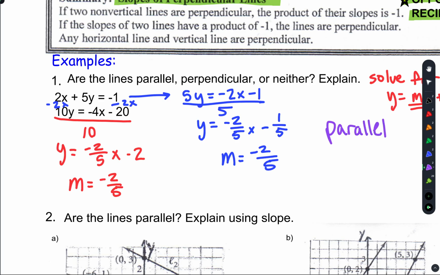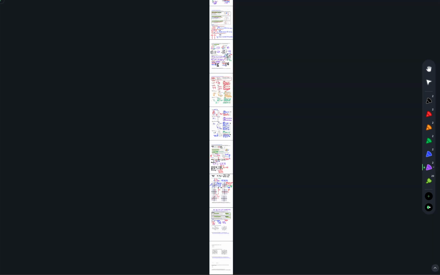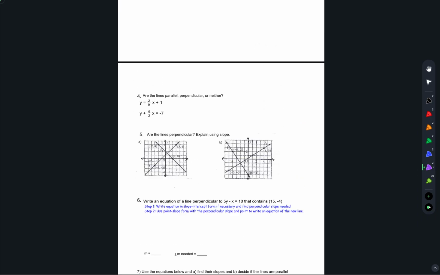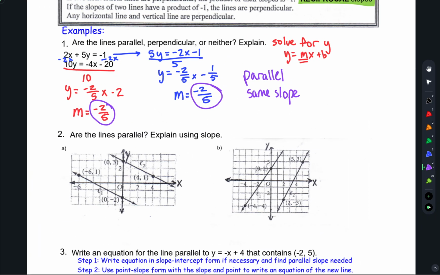Parallel is a word that we need to learn how to spell as well. We didn't misspell it too often, but I did see a couple. Same slopes. And what else do we have to check for? Different y-intercepts. Those y-intercepts are negative 2 and negative 1/5. Those are different, so that's good for me. Any questions there?